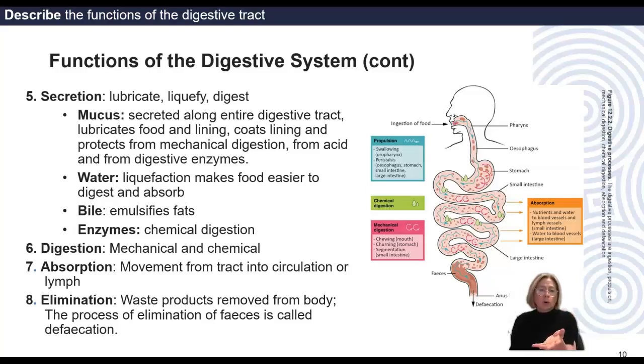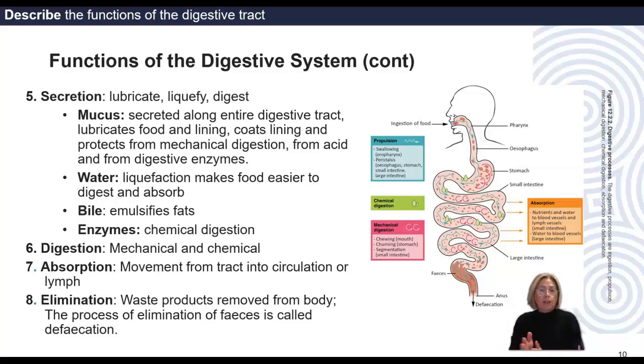So the mucus will coat the lining and protect from mechanical digestion, from acid, and from digestive enzymes, some of which, if you think about the enzymes that split proteins, are very powerful digestive enzymes. And so you need this mucus to prevent these enzymes from digesting, say, the stomach wall. Water for liquefaction makes food easier to digest and absorb. We also have bile.